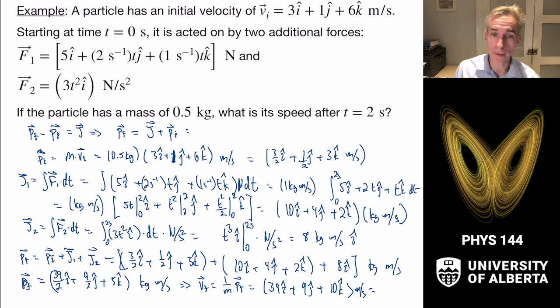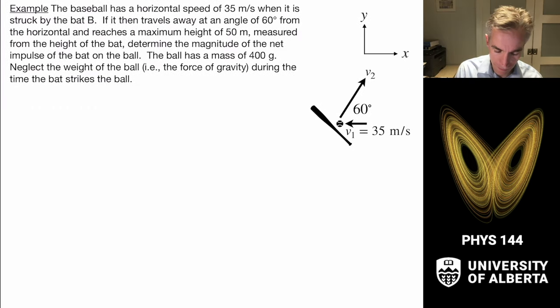And then we apply the Pythagorean theorem to calculate the speed. This vector, when you calculate it out, has a magnitude of 41.3 meters per second. And that's the speed of the particle.